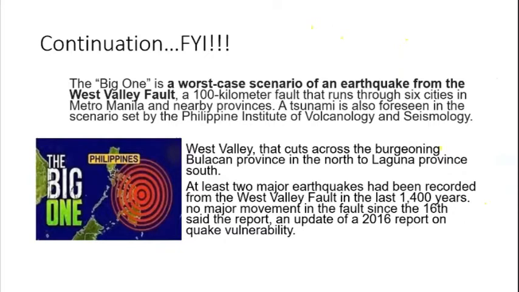The reason why we keep on hearing about this is for us to be familiarized with what to do and to reduce casualty, damages, and loss of life. So if ever this happens, we are sure that we have our training already. We are familiarized already of what we are going to do in case this happens anytime in the future.